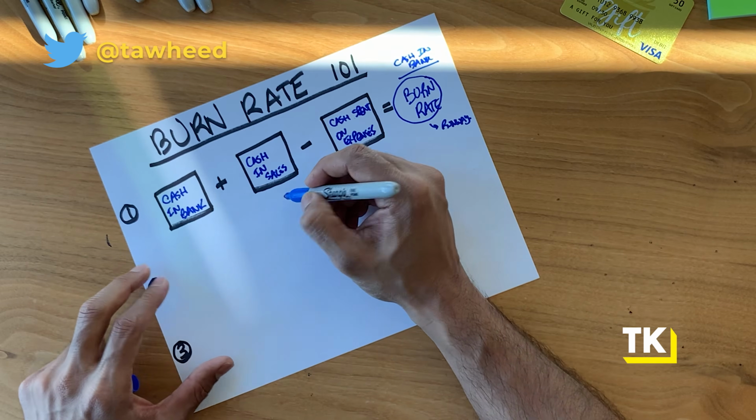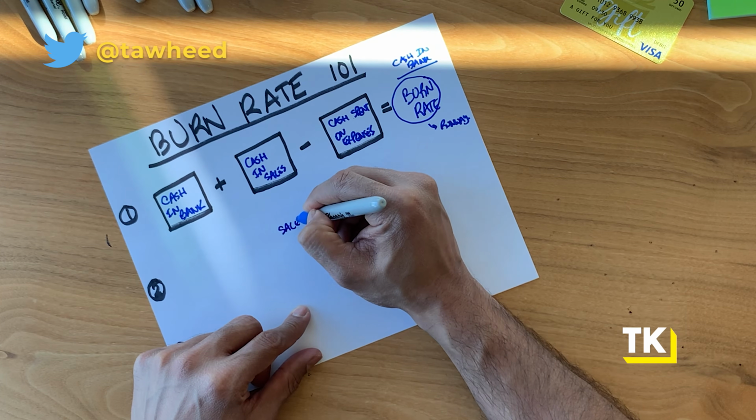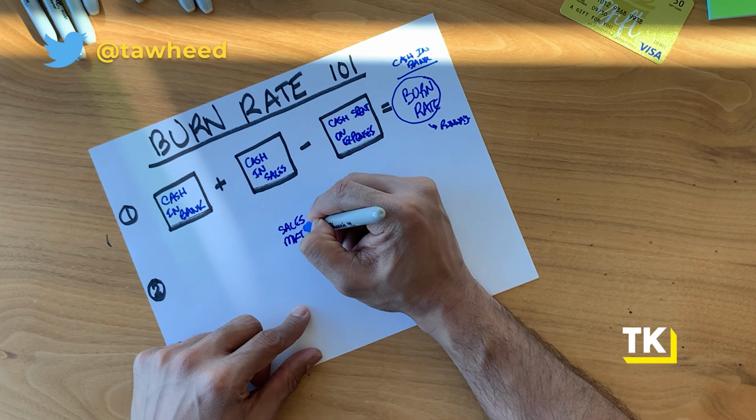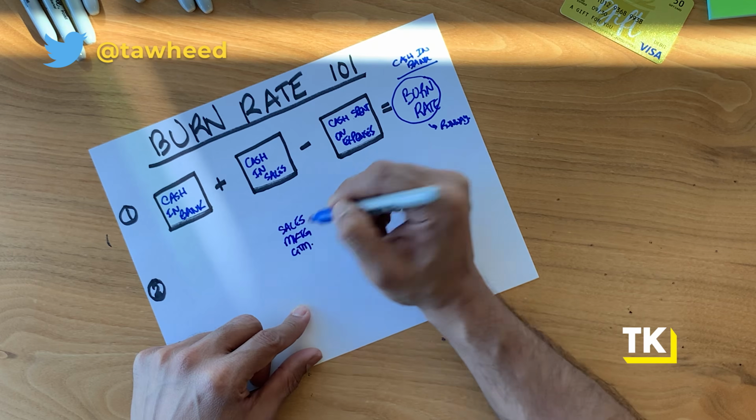This falls right underneath over here. The cash in the bank is basically what you seeded into the business or what you brought from another business or you raised money around, right? So that's pretty easy. Now, cash in sales is essentially a function of your sales, your marketing, and your go-to-market machine. That's essentially what is bringing in the cash.